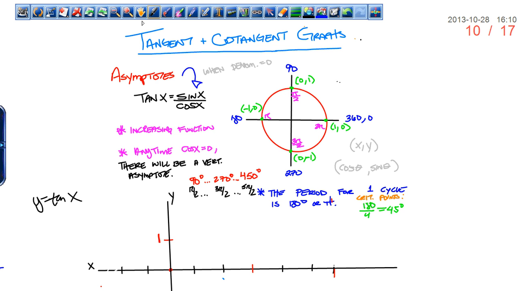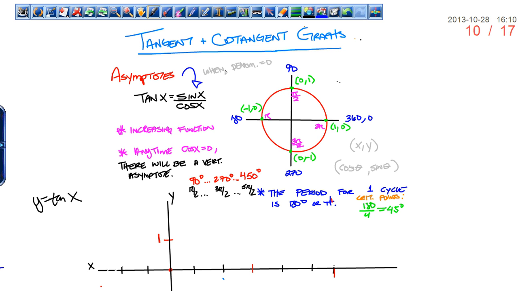So the first thing I want you to know is the period for tangent and cotangent are 180 degrees or pi, and that's different. Cosecant, secant, sine, and cosine are all 2 pi or 360. The period for tangent and cotangent are pi or 180 degrees. Tangent is always increasing, cotangent is decreasing. There's going to be a lot of vertical asymptotes on both of them.